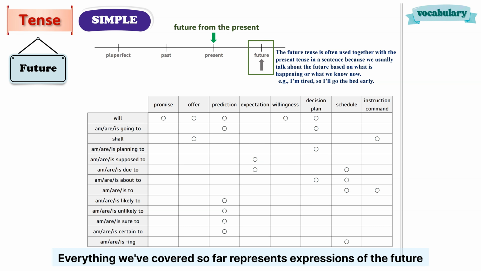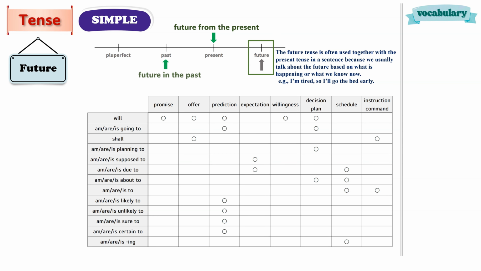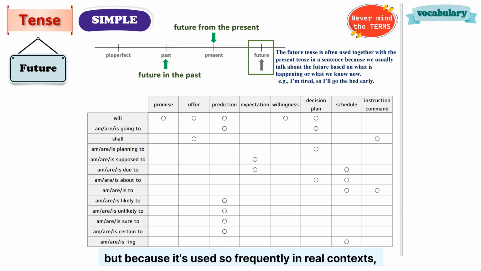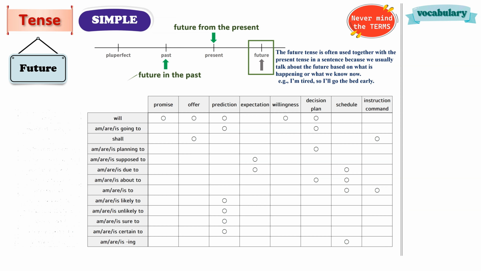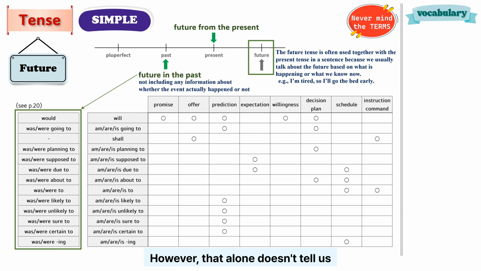Everything we've covered so far represents expressions of the future as seen from the present tense perspective. But there's also another category, expressions of the future as seen from the past. It's usually called future in the past. You don't need to remember that term, but because it's used so frequently in real contexts, you should be familiar with the form. As summarized in your textbook, you simply use the past tense form of a modal verb or the verb be. However, that alone doesn't tell us whether a prediction or plan actually came true later at that specific point in the future. This is an essential logical foundation.